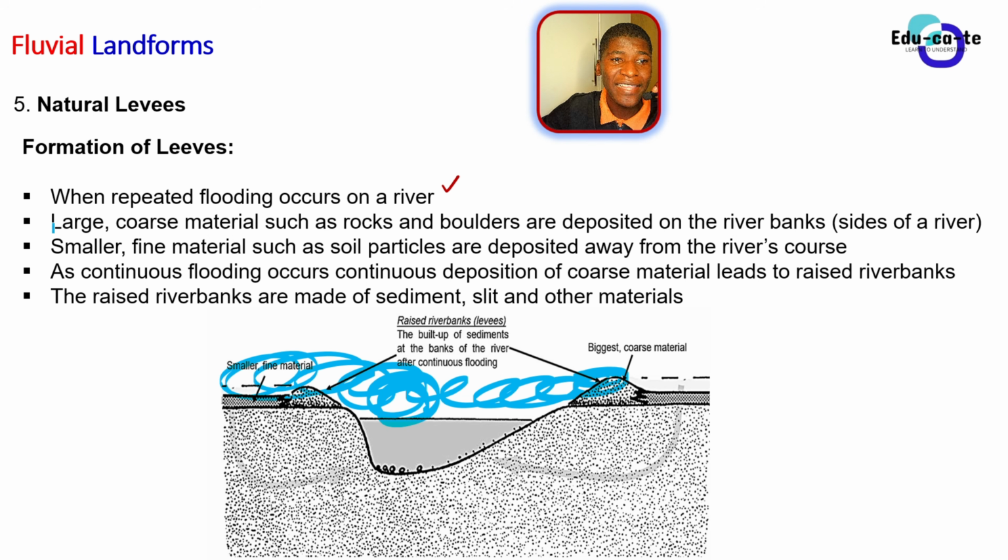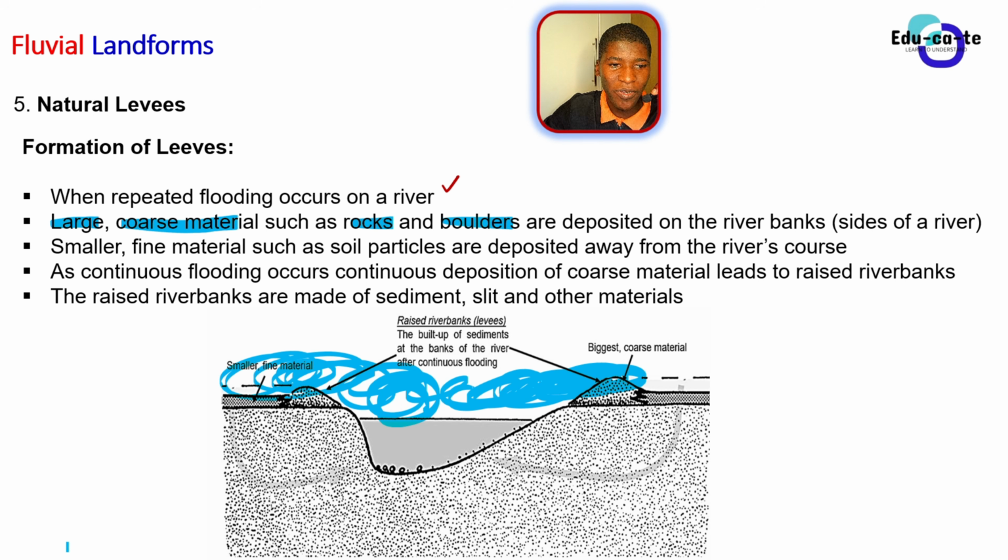Basically, the coarse material such as the rocks and boulders are deposited on the river banks, because the river is flooding, meaning that the water is all over the place. It is flowing all over this place, so it is going to deposit the large coarse material such as rocks.